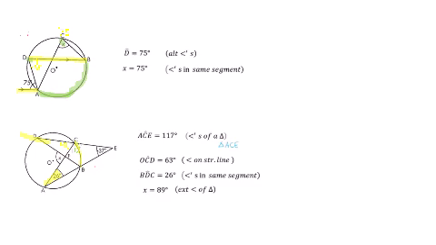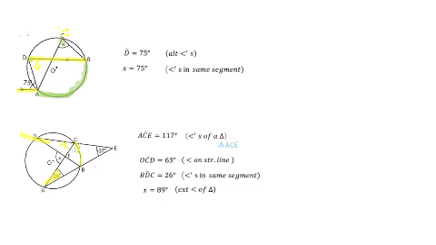ACE is equal to 117, angles of a triangle. OCD is equal to 63 degrees, angles on a straight line. BDC is equal to 26 degrees, angles in the same segment, and then X is equal to 89 degrees, exterior angle of a triangle.